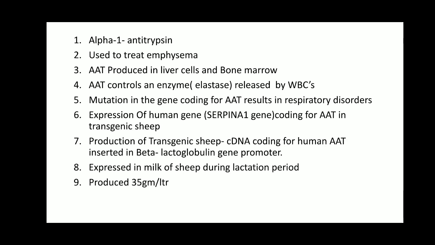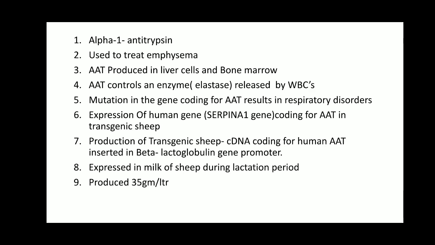So it is produced in the liver cells and transported to the lung cells, as well as produced in some bone marrow cells. And what is the function of this alpha-1 antitrypsin? It controls an enzyme known as elastase, because the walls of the lungs are made up of a compound known as elastin. So this enzyme AAT, alpha-1 antitrypsin, controls the enzyme elastase. Elastase is the enzyme responsible for degrading the elastin of the lungs.